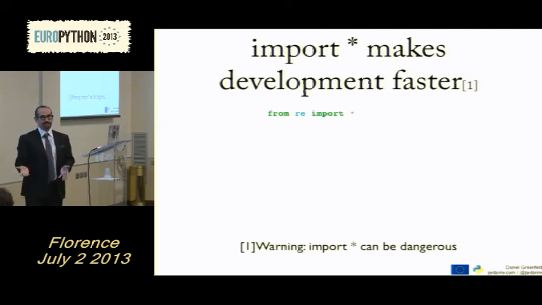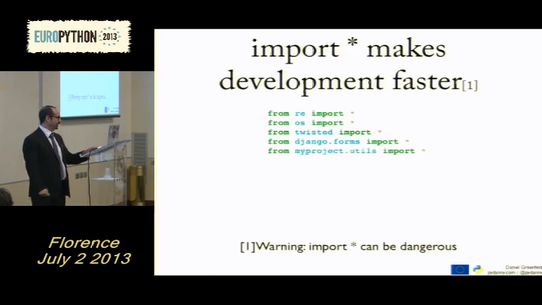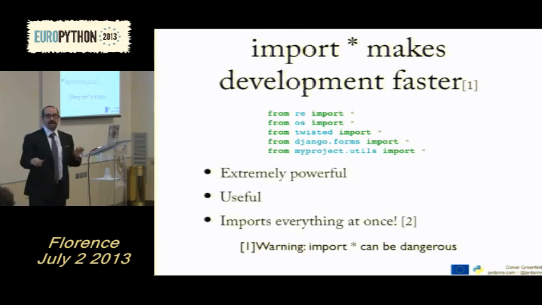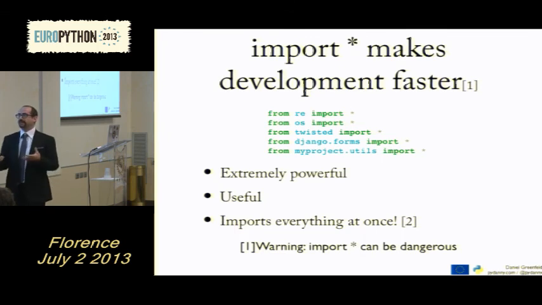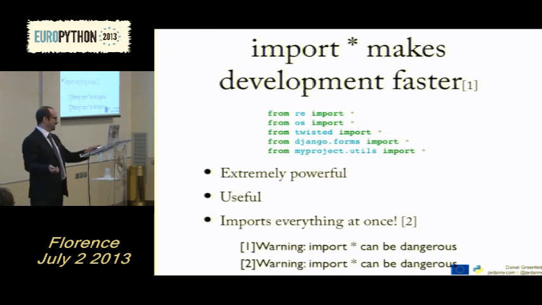If you need the regular expression library, just do from regex import star. Same thing works for the OS module. Twisted, let's just import all of it. Django forms. This is awesome. And there are video tutorials online which will teach you this great trick. And there's some really good reasons why this is so powerful. And that's that it's useful. It imports everything at once. You don't have to memorize a library. You just kind of have everything in the namespace. It's wonderful. Did I mention I was being sarcastic?